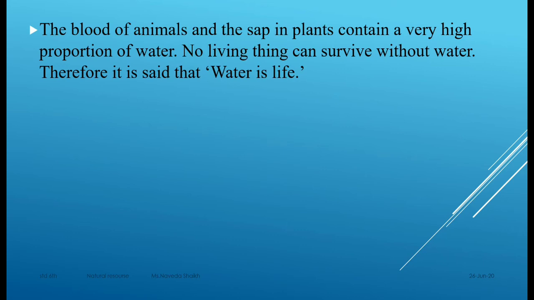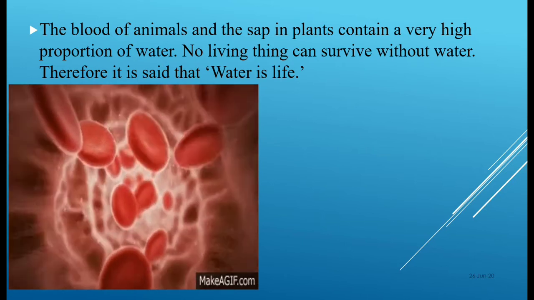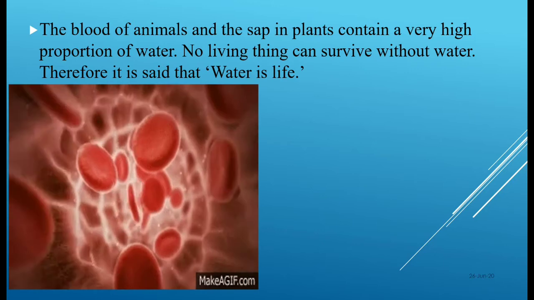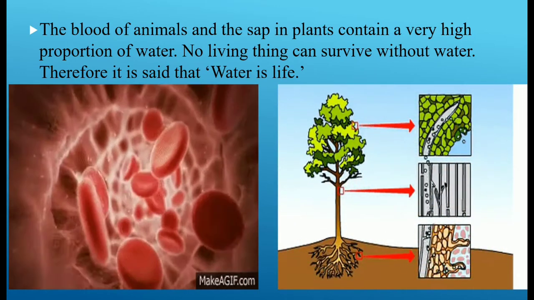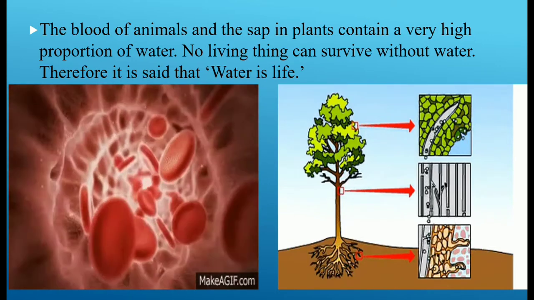As I told you, most of the body of a living organism is made up of water. The blood of animals and the sap in plants contain a very high amount of water. No living thing can survive without water, therefore it is said that water is life. In plants also, when they absorb water from the soil, it is transferred to the stem and the leaves, and it is used by the entire organism. In the same way in our body also, the blood that we have, most of it is what? Water.